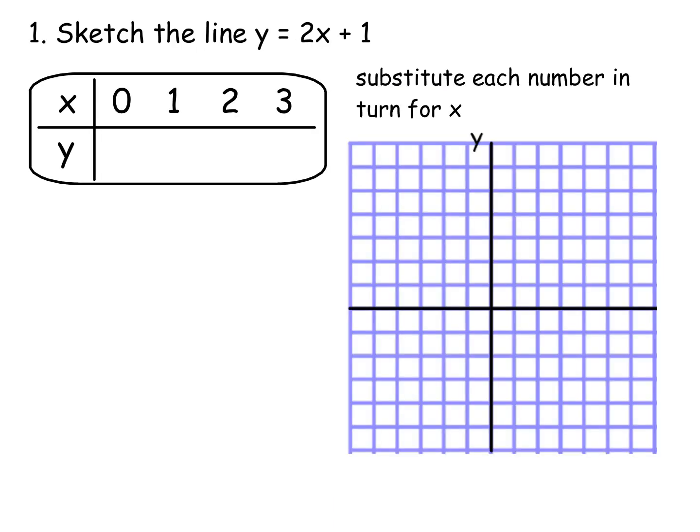To sketch a straight line, you look at the equation up here and we just substitute in all the numbers from the table. So they give you an exam, they give you the table, they give you the coordinate diagram, you just have to fill it out and draw it on.